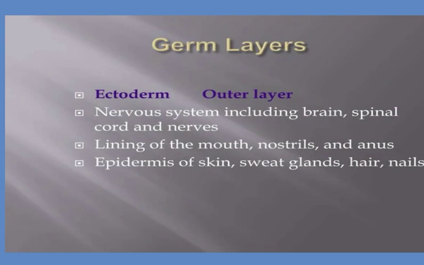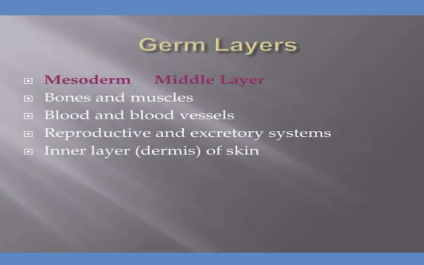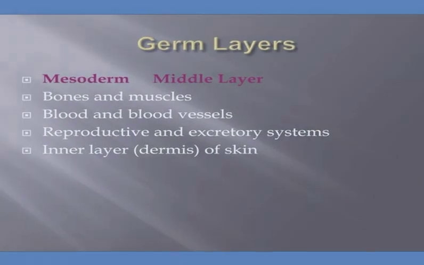The ectoderm, which is the outer layer of the blastocyst, gives rise to the nervous system including brain, spinal cord and nerves. The ectoderm gives rise to the lining of mouth, nostrils and anus, epidermis of skin, sweat glands and hairs, nails. Whereas the mesoderm, that is the middle layer, gives rise to bones, muscles, blood vessels, reproductive and excretory system and inner layer of skin.